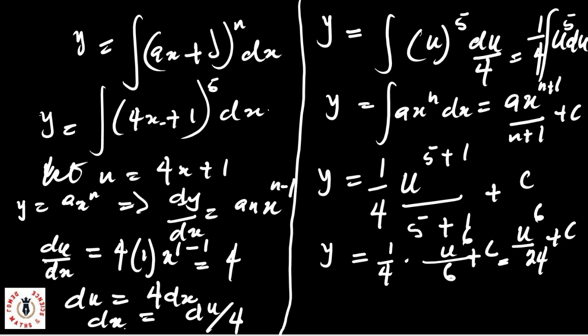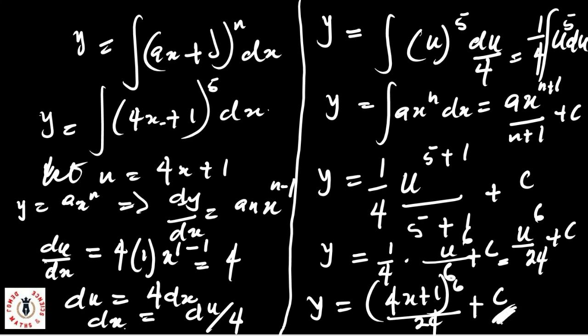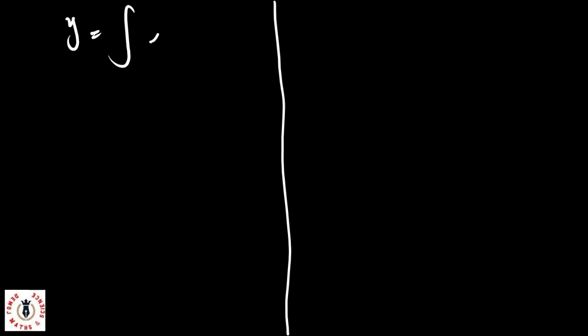So I can solve this to mean y now will be equal to, u is the same thing as 4x plus 1, all raised to power 6 over 24, plus c. Now that's how to integrate a function of a function. Let's see another example. e raised to power 5x + 2 with respect to dx.